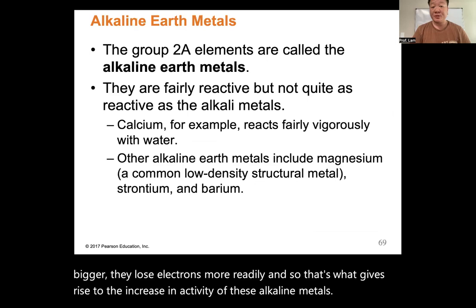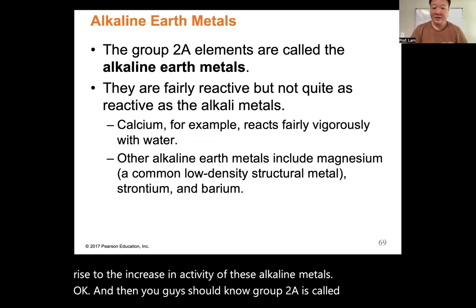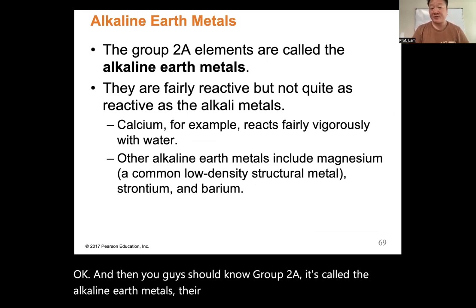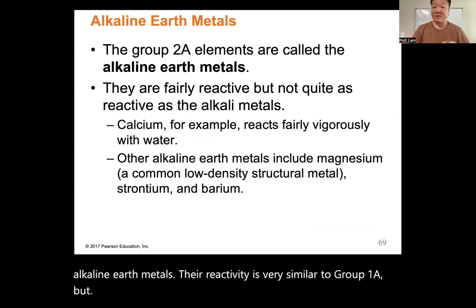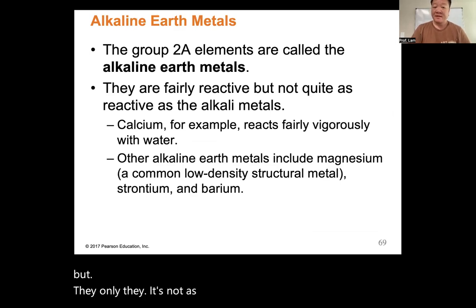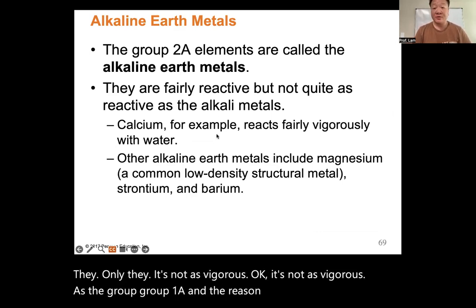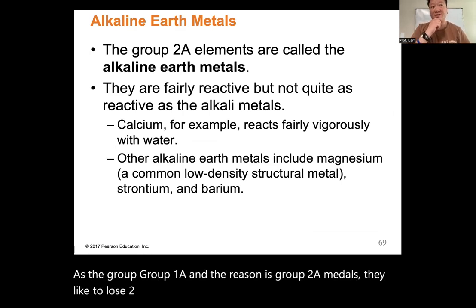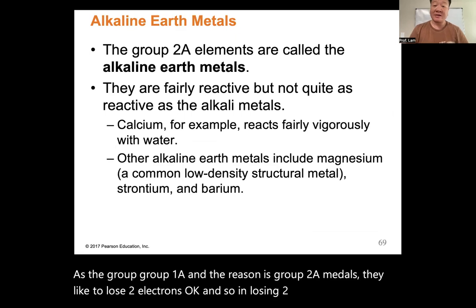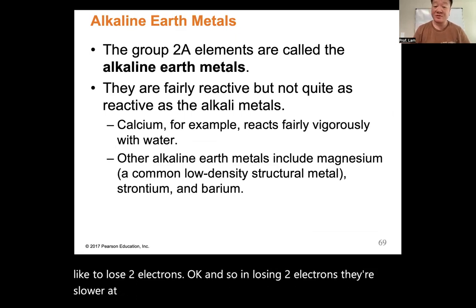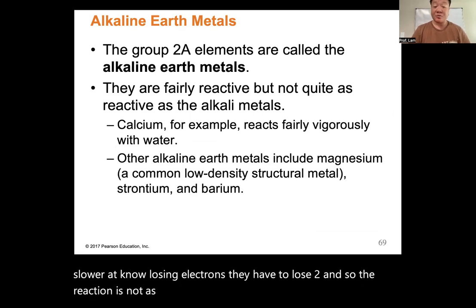Okay, and then you guys should know group 2A is called the alkaline earth metals. Their reactivity is very similar to group 1A, but it's not as vigorous, okay? It's not as vigorous as group 1A. And the reason is group 2A metals like to lose 2 electrons. And so in losing 2 electrons, they're slower at losing electrons. They have to lose 2. And so the reaction is not as vigorous as in group 1A.